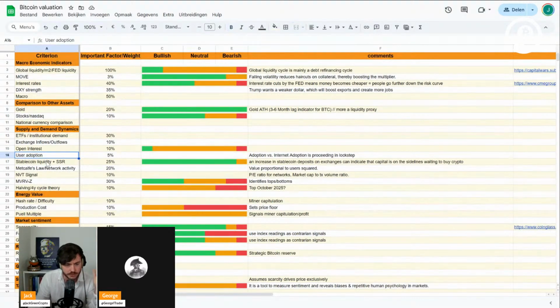Another thing, user adoption, I don't have anything. And then another super important thing is the stablecoin liquidity.